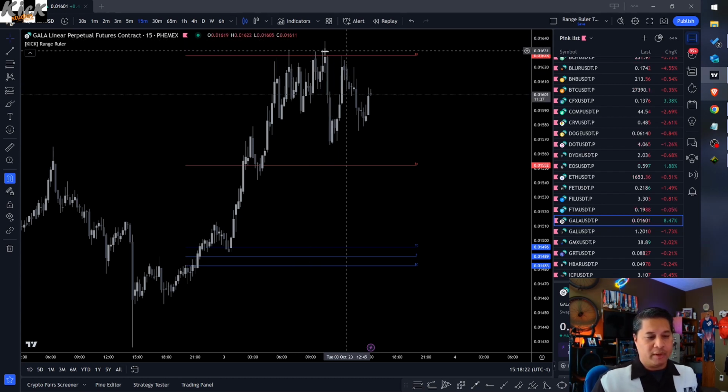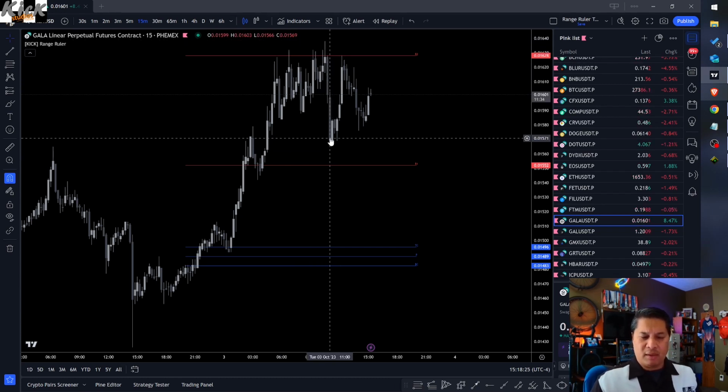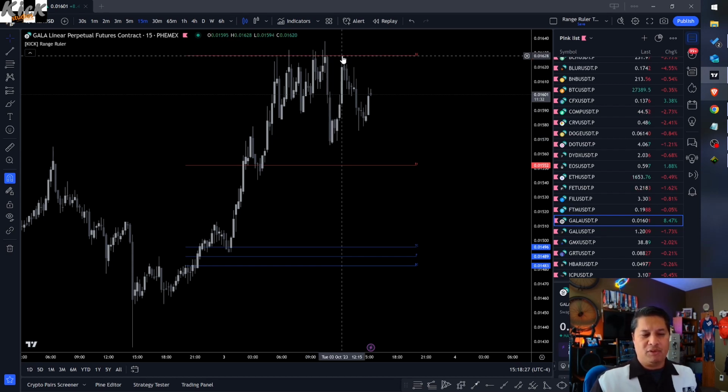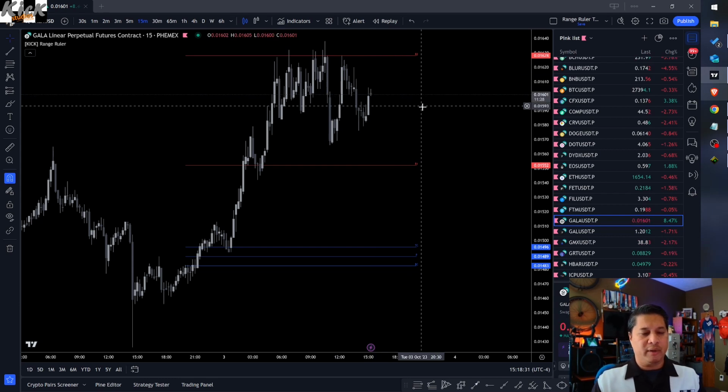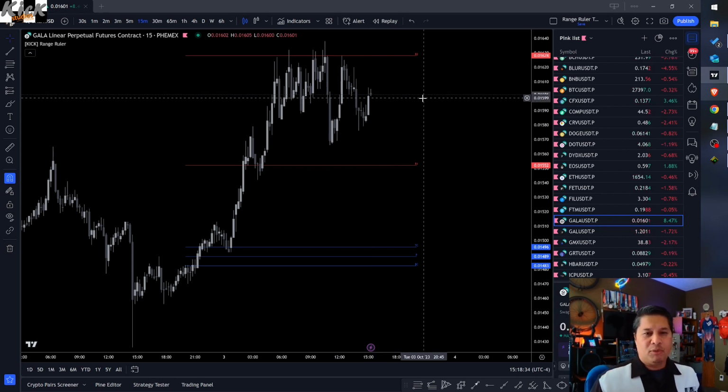That would have been a great trade right there. But then it stopped here, came back up and touched it again, and now we're coming back down. I bet we're probably forming a triangle here at this point. So that's the way that we use the pivot points and the central pivot range.